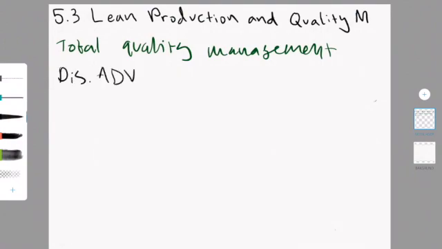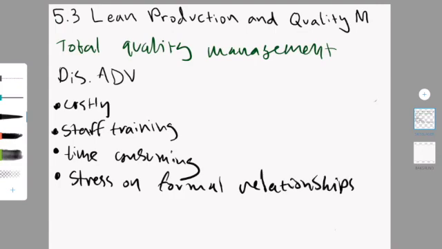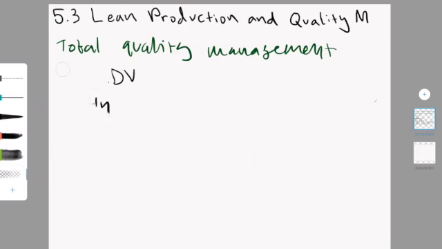There are also disadvantages. It can be costly, especially in the short term, because you're going to have to maybe hire new or train new staff because they have to fit with the new corporate culture. This can be very time consuming. It can also create a lot of stress on formal relationships because now you're going to be working more closely together and in a different way than before. It's not autocratic. It's not just I'm here, I follow orders, I do my work. It's more that you're enjoying what you're doing, so it can sort of stress that. And it is difficult to maintain over a long period of time because it takes a lot of energy from each person.